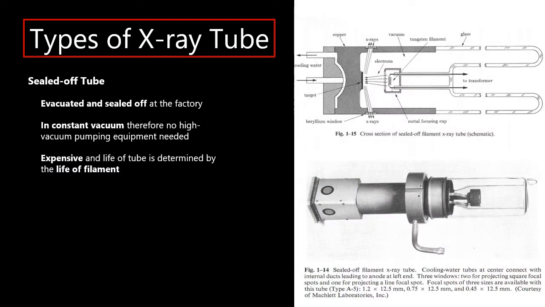There are two types of X-ray tube: the sealed-off tube or the closed-type tube, and the open-type tube. The sealed-off tube must be in constant vacuum. It has high image repeatability with no need of maintenance, and has a fixed magnification. However, the lifespan is determined by the lifespan of the filament.